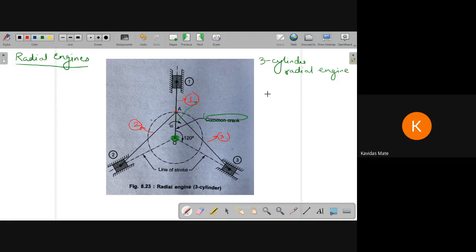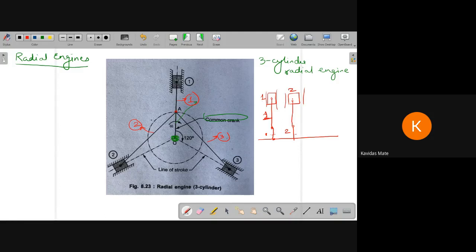Unlike inline engines, which used to have a piston, then a connecting rod, then a crank, and there was a common crankshaft. So this was the crank, connecting rod, and piston for the first engine. It had a second crank, second connecting rod, and second piston. So this was for the inline engines. Now in radial engines, this entire thing is eliminated, and we only have one single crank. So basically, this is about radial engines.